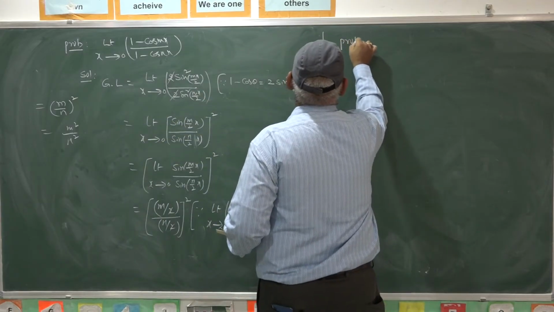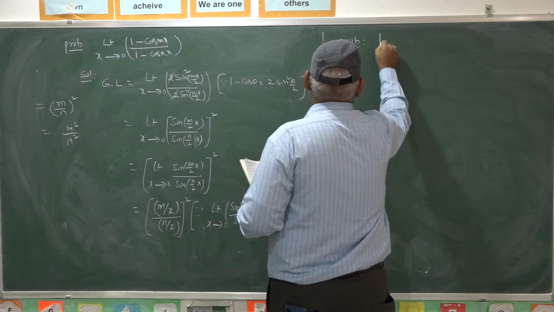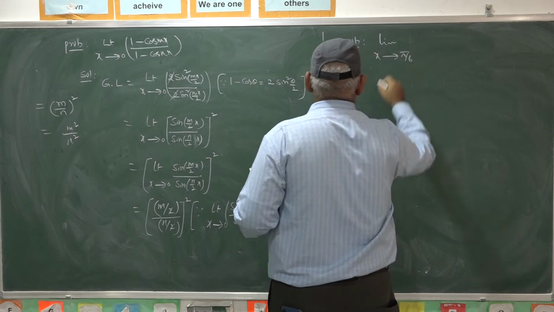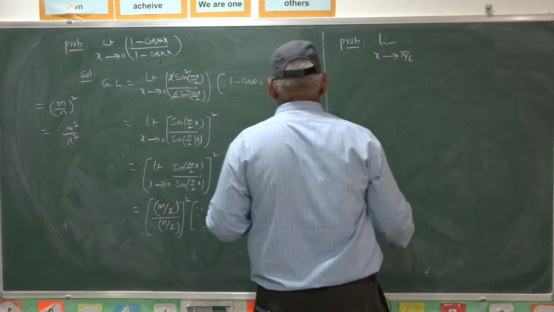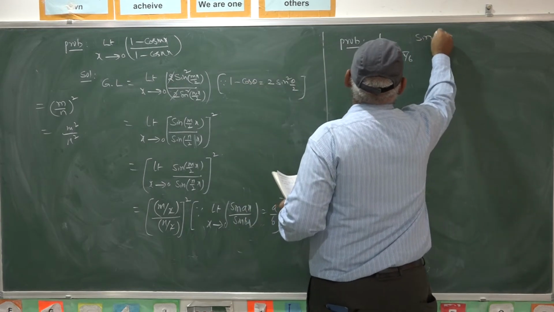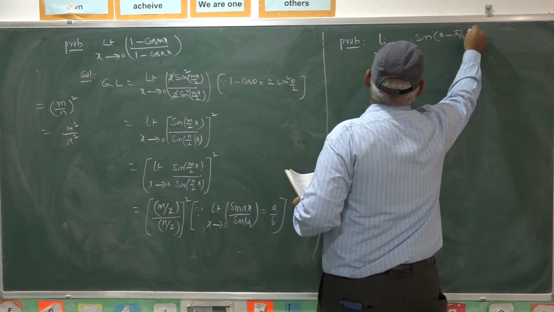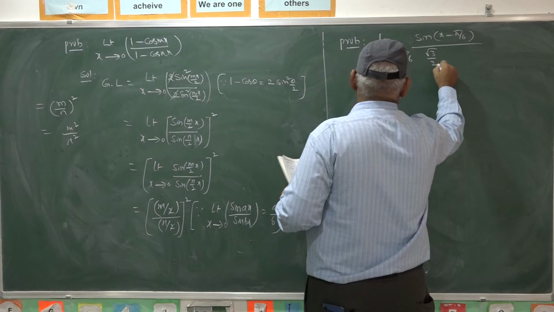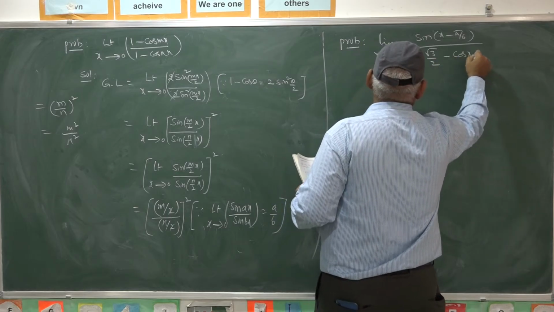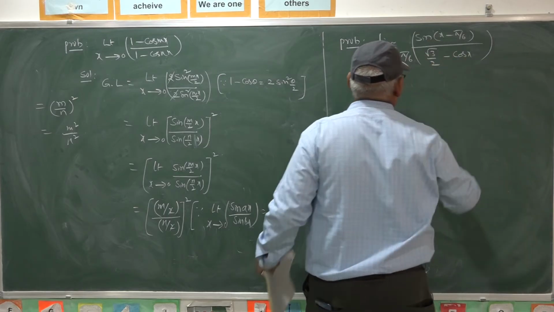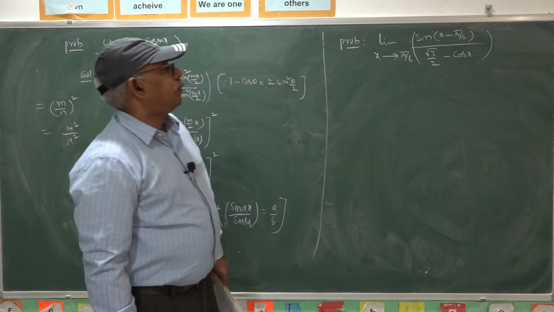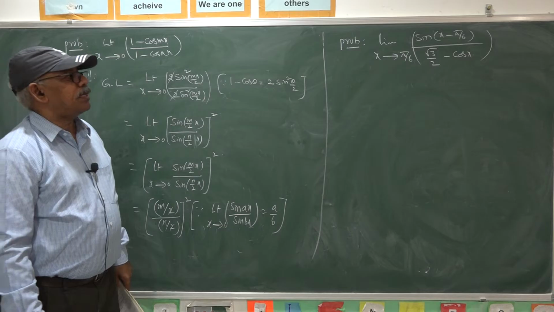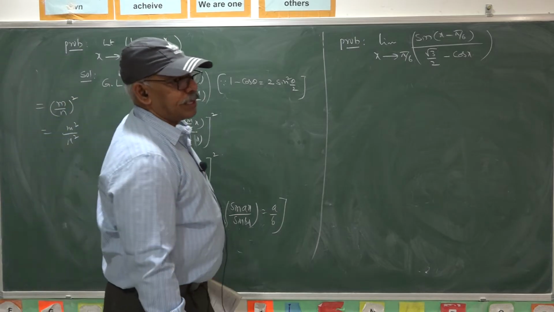This is one more important model. Limit of x goes to pi by 6, sin of x minus pi by 6 by root 3 by 2 minus cos x.